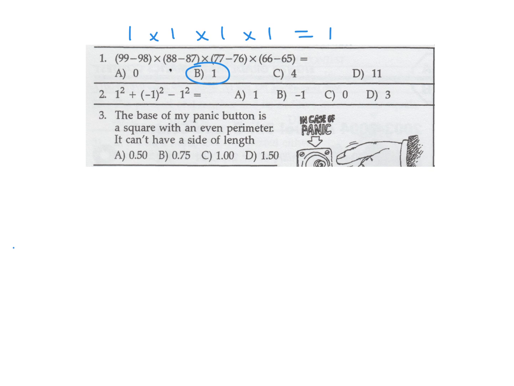1 squared is 1 plus negative 1 squared is 1 minus 1 squared, which is 1, and this looks like 1. So we are continuing with the trend of 1. A.